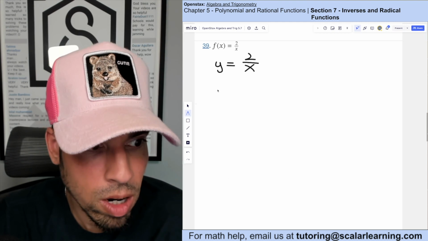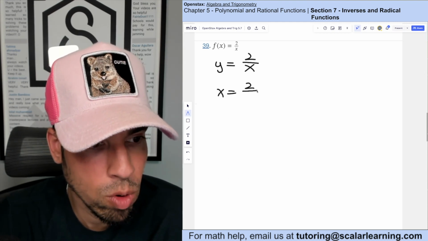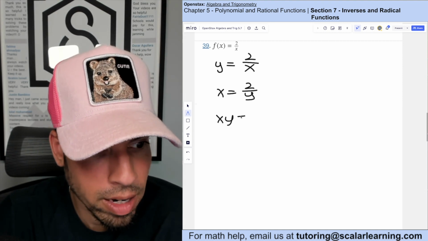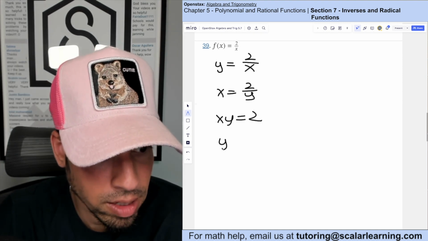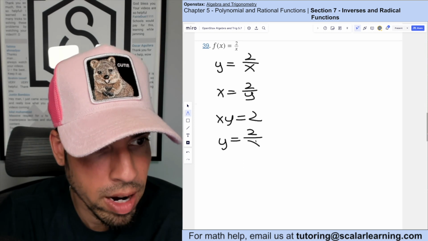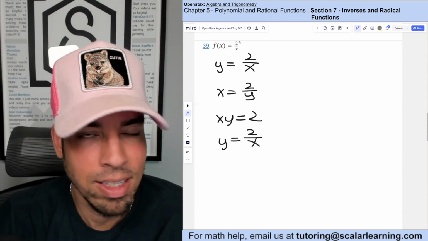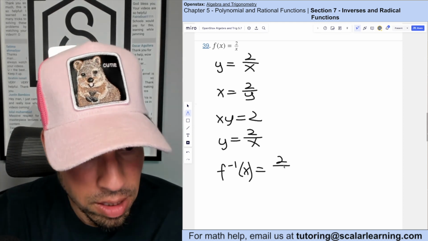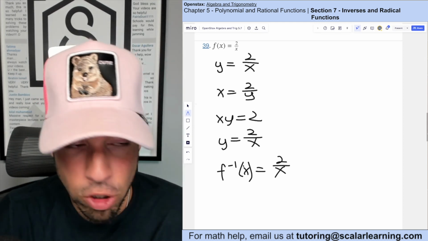For this one, we're going to start by replacing f of x with y, and then we're going to swap the x's and the y's, and now I get x equals 2 over y. Now we're going to isolate the y, multiply both sides by y, xy equals 2, divide by x, y equals 2 over x. Now that's kind of interesting because it's the exact same thing as the original function, which means this function is indeed its own inverse. So the inverse and the function are equivalent.